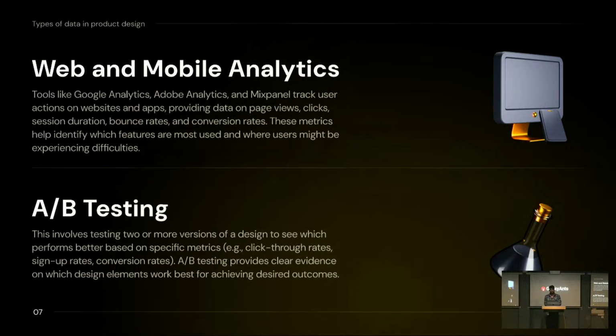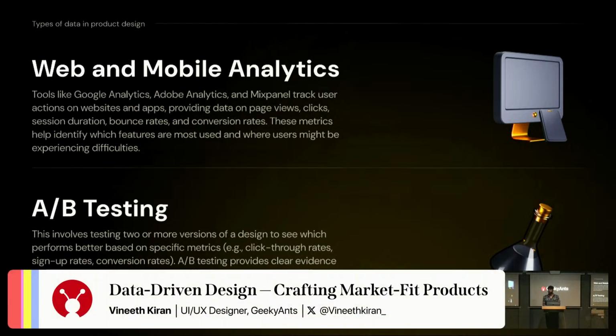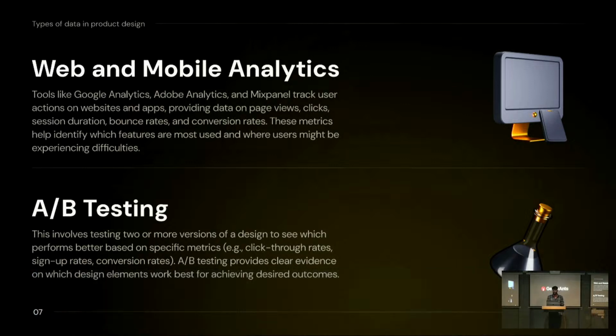Okay, next we have A/B testing. So how A/B testing works is you have two sets of designs, design A and design B, for a particular feature, and you compare design A and B, and then you take a decision if design A is working better or design B is working better.